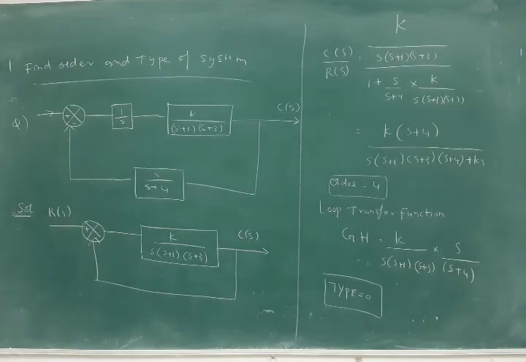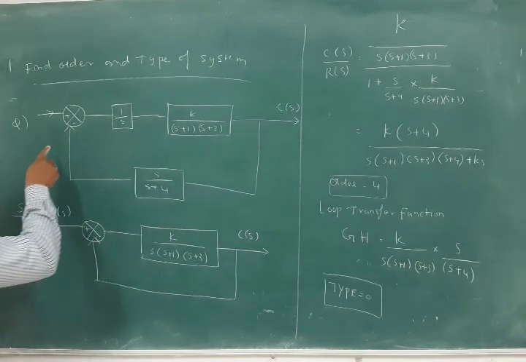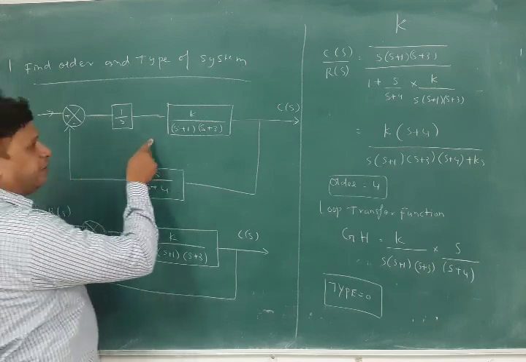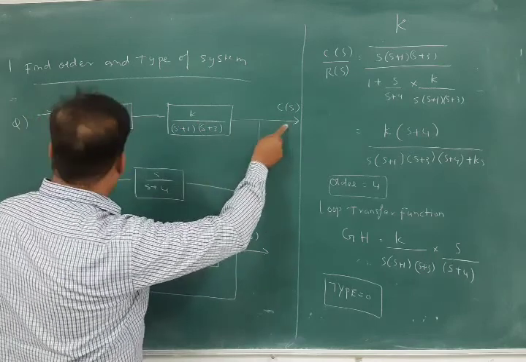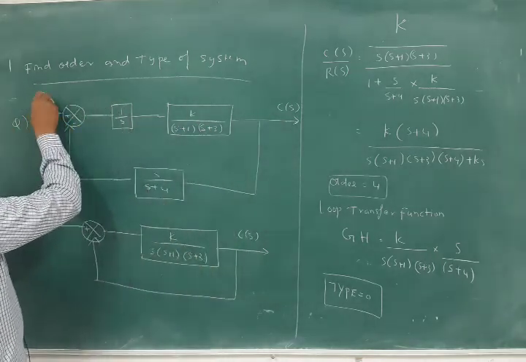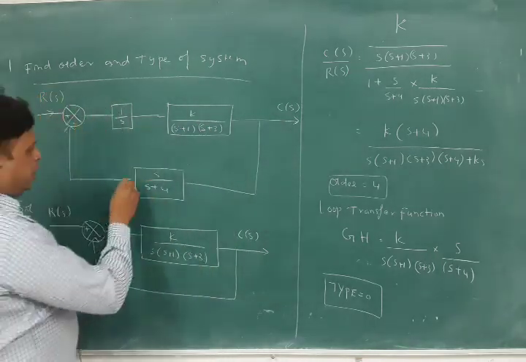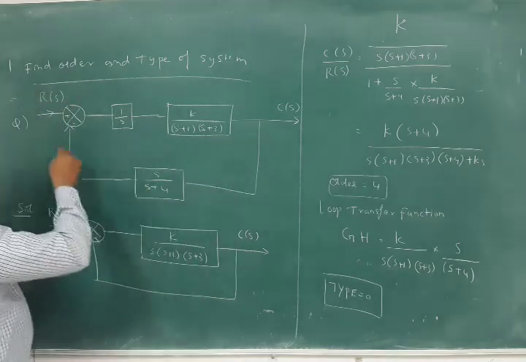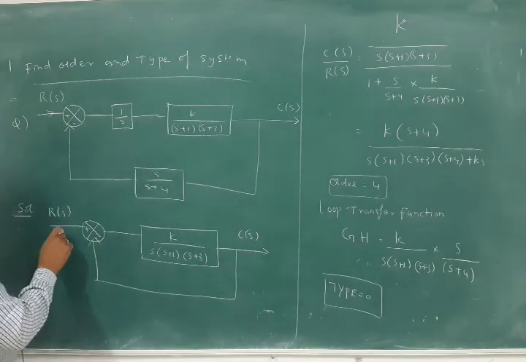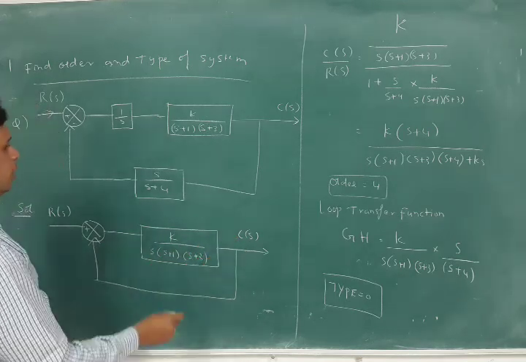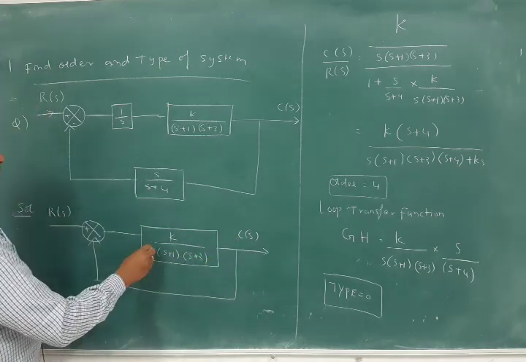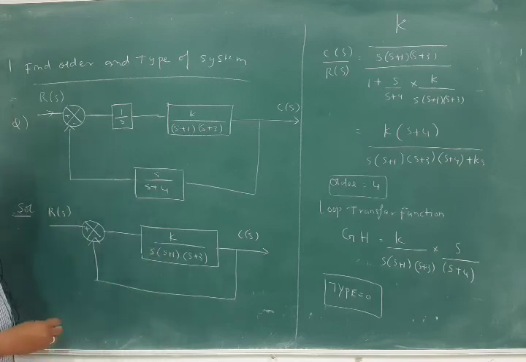To find out the order and type of the system, you have to write the transfer function first. Any given transfer function, 1 by s and k by s plus 1 into s plus 3, c of s, and here it is r of s, the reference input, and here it is a feedback loop. So you have to write the transfer function for this.